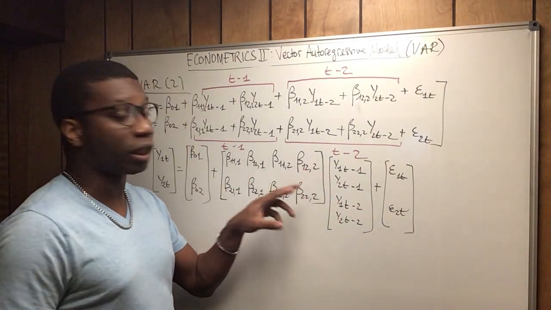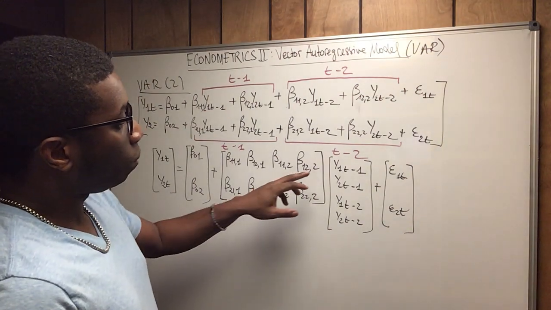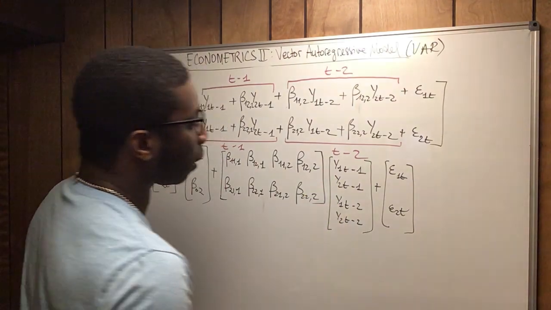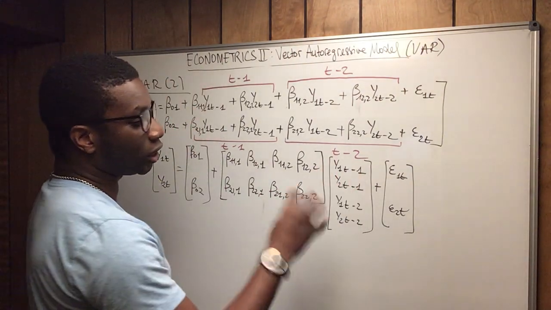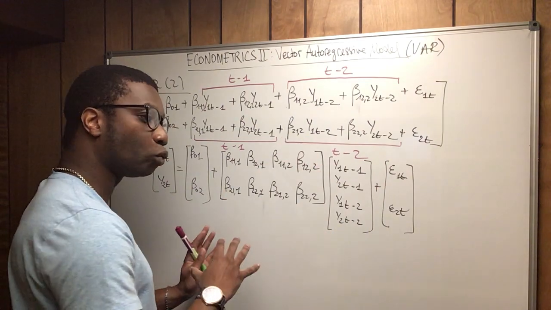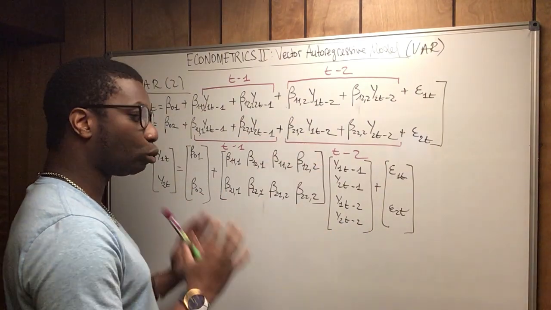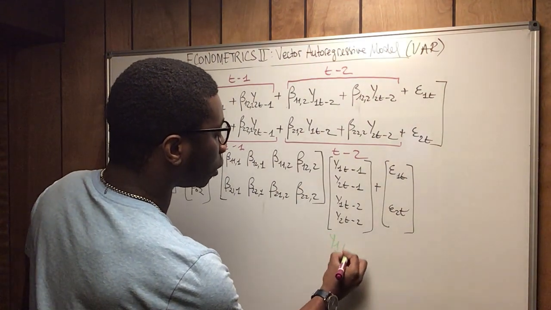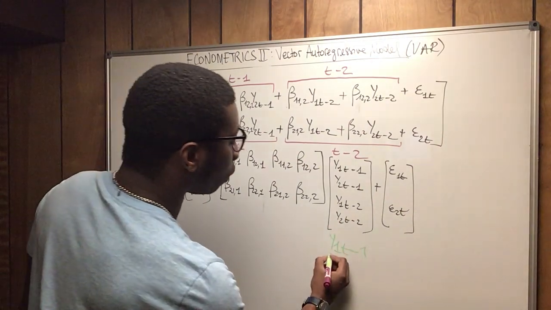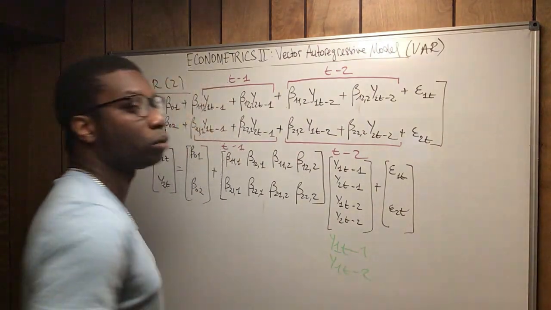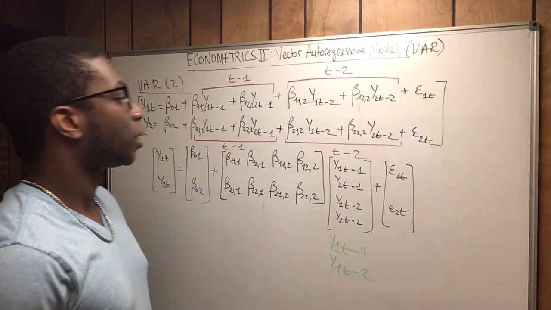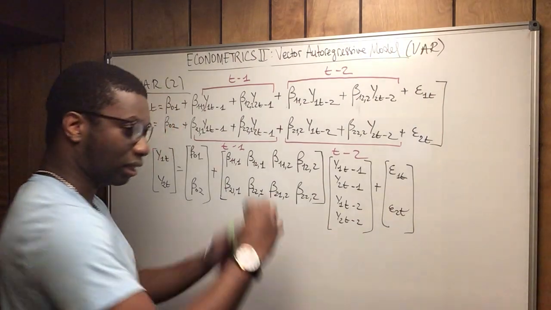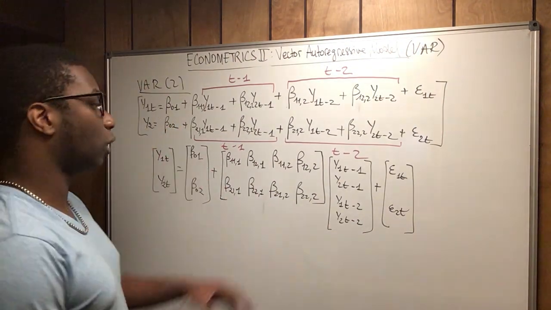So just a quick trick here, guys. When you write the matrix form specifically for the variables, try to group the t's together. So put all the t minus 1 together first and then the t minus 2 together. Don't try to put, for instance, y1t minus 1 then y1t minus 2. No, don't do that. You might confuse yourself. Always put the t minus 1 together and the t minus 2 together. All right, so let's proceed with the multiplication here.